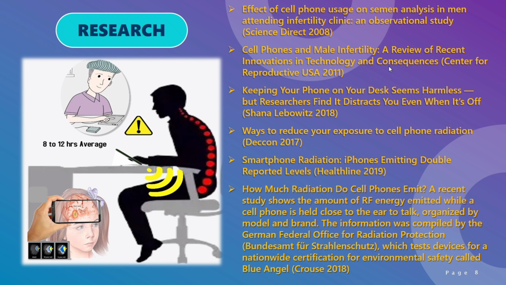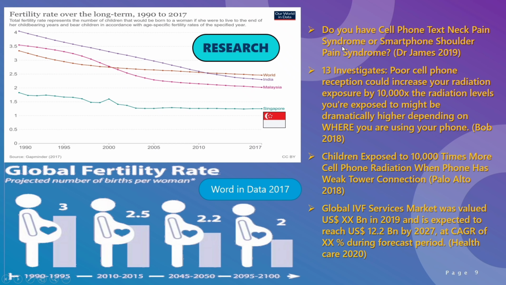And quite commonly we think about keeping our phones on our work desk, so it just seems harmless, but the researchers carried out studies on how it reacts with our organs, how it affects our reproductive systems, and how much radiation the cell phones emit. The recent study shows the amount of radio frequency energy emitted while the cell phone is held close to the ear to talk, or keeping the device in your pant pocket or shirt pocket, and such kind of results. And children are exposed to 10,000 times more cell phone radiation when the phone has a weak tower.